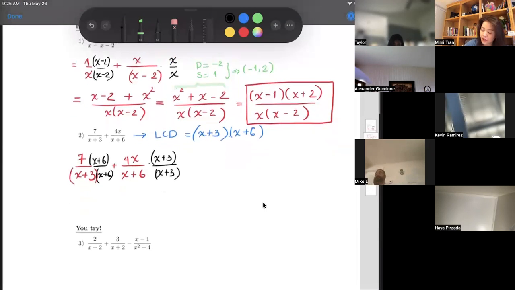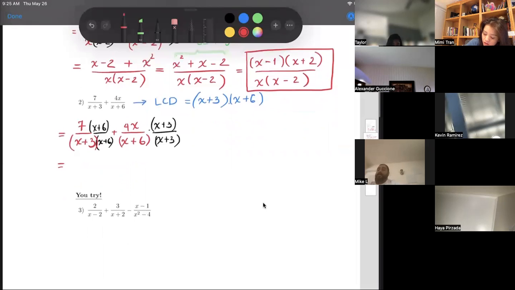That same denominator, x plus 6, x plus 3. Now I can just distribute the top, x plus 3 times x plus 6 in the bottom. On the top, what do I have? I'm just gonna distribute right now. So 7 times, distribute the 7 into x and 6. I have 7x plus 42, and then distribute 4x into x and 4x into 3.